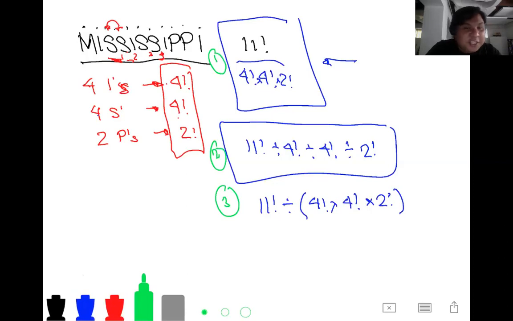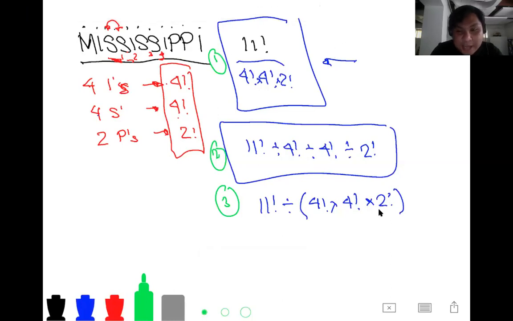So this is how you approach arrangements which have similar objects, right? Because you need to remove those arrangements of similar objects within each other. If you just arrange them without regard to the internal arrangement of the similar objects, then you are definitely overcounting. You're counting more than the actual count.